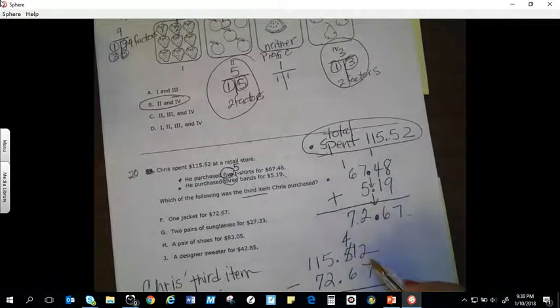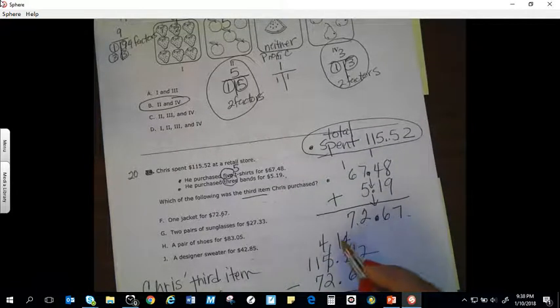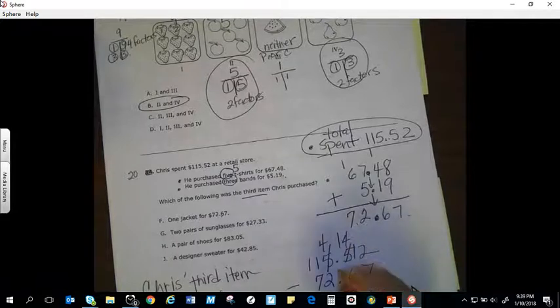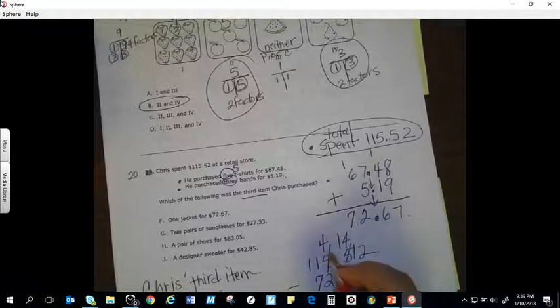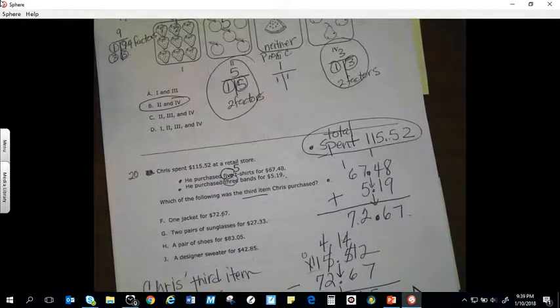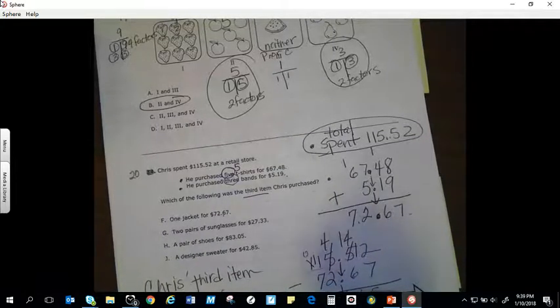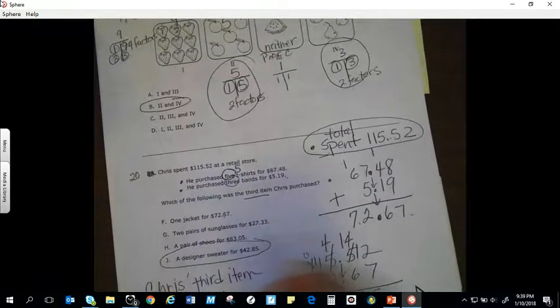Okay, so I can't take 7 out of 2, so I need to go next door or borrow. So 12 minus 7 is 5. Can't take 6 out of 4, so I'm going to regroup. 14 minus 6 is 8, bring down my decimals. 4 minus 2 is 2. I'm going to just use this as an 11, or this way here. It's the same thing. See how I did that? So this is 4. So what he bought was a designer sweater for $42.85.